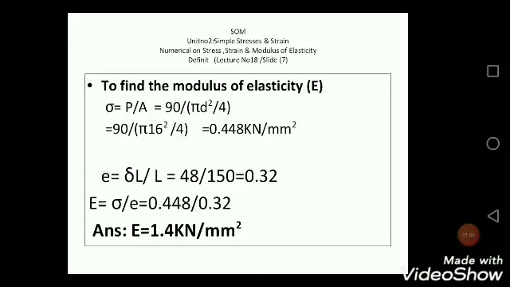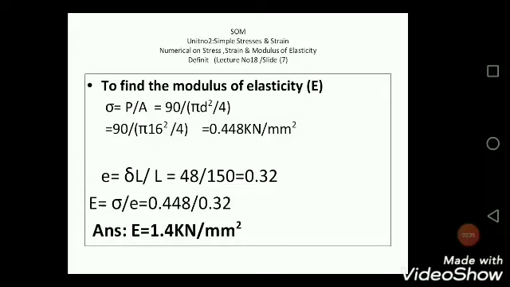Sigma is equal to P divided by A. Substituting the values, we get the stress is equal to 0.448 kilonewton per mm square. Small e is equal to strain, that is change in length divided by original length, delta L divided by L. Substituting the values, delta L is 48, original length 150, we get strain is equal to 0.32.